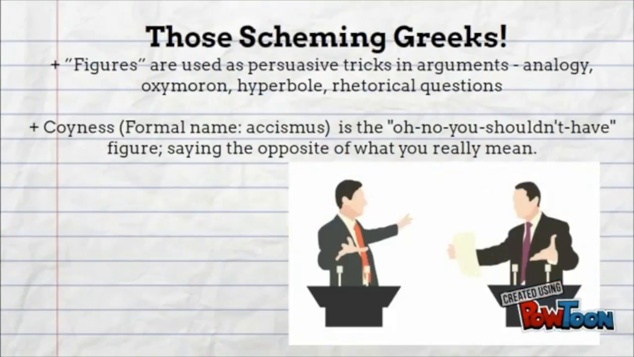Most Greeks referred to figures as schemes, because they were often used for persuasive tricks and arguments. Some common figures include analogy, oxymoron, hyperbole, and rhetorical questions. Coyness is the "oh no, you shouldn't have" figure. It's saying the opposite of what you really mean.